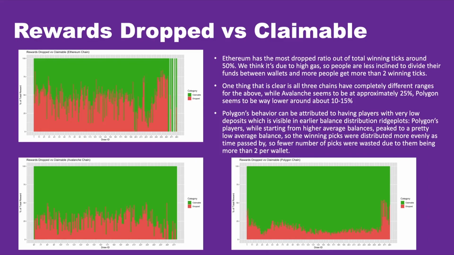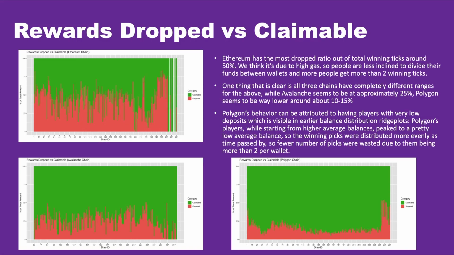Okay, and here we're looking at rewards dropped versus claimable. Basically, you can think of it like the ratio of claimable to dropped. You can clearly see, looking at Ethereum first, that it has the most dropped ratio out of all the winning picks, hovering around 50% as a function of time. We think it might be due to the high gas prices, so people are less inclined to divide their funds between wallets. It's very clear there are different ranges. Polygon clearly has the lowest, which tends to hover around 10 to 15%.